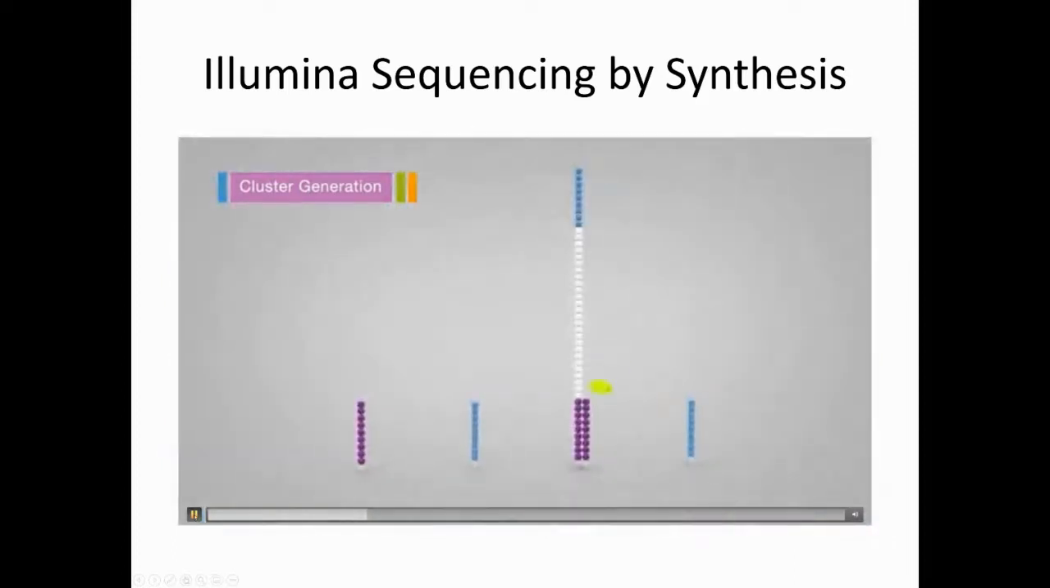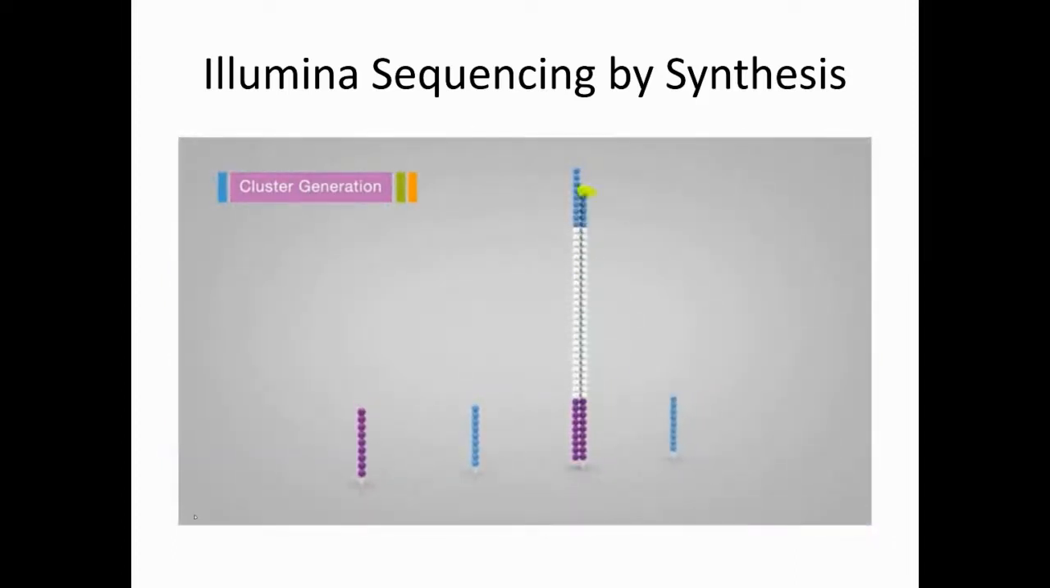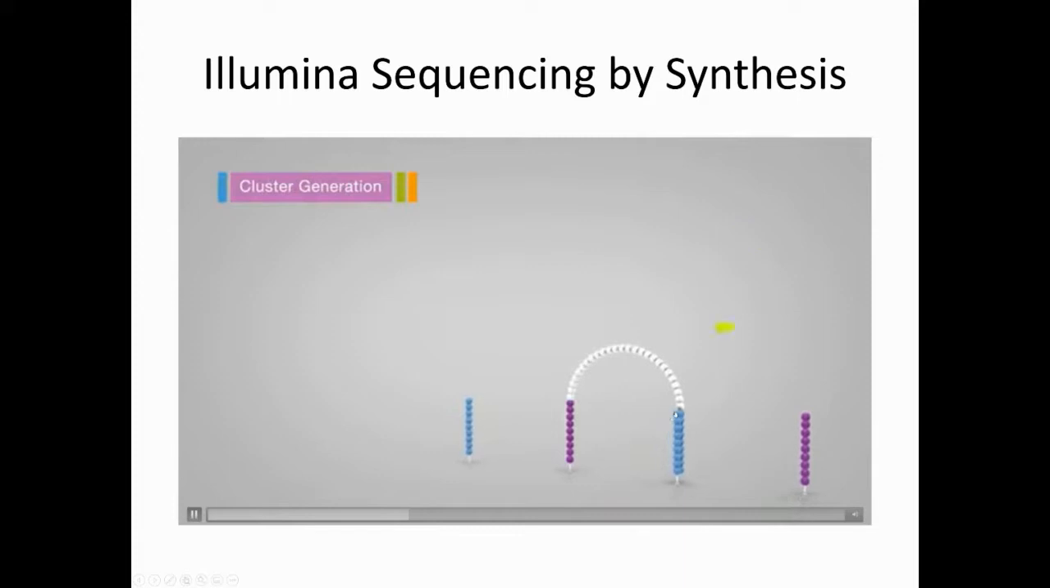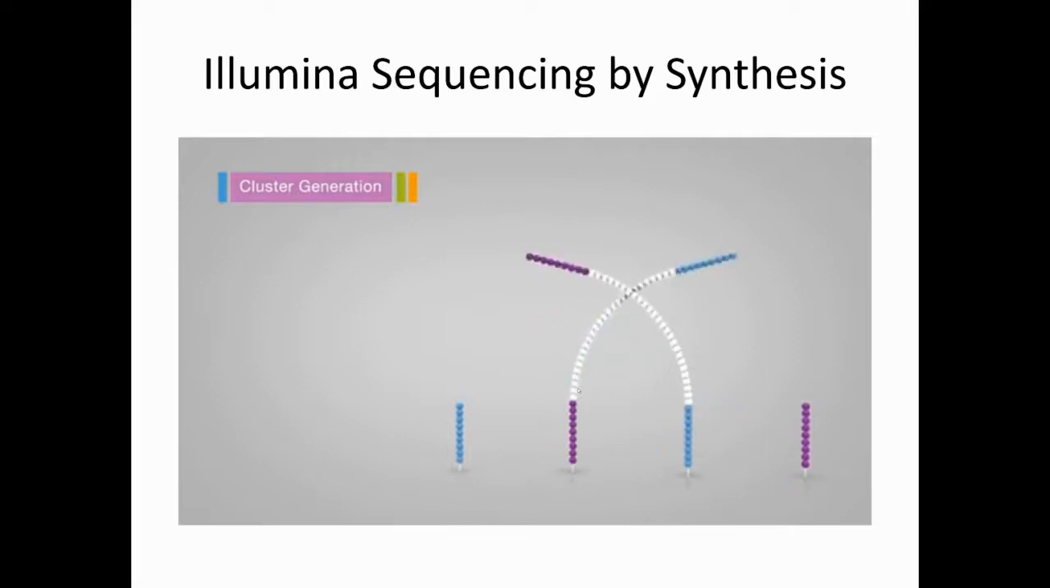A polymerase creates a complement of the hybridized fragment. The double-stranded molecule is denatured, and the original template is washed away. The strands are clonally amplified through bridge amplification. In this process, the strand folds over, and the adapter region hybridizes to the second type of oligo on the flow cell. Polymerases generate the complementary strand, forming a double-stranded bridge. This bridge is denatured, resulting in two single-stranded copies of the molecule that are tethered to the flow cell.